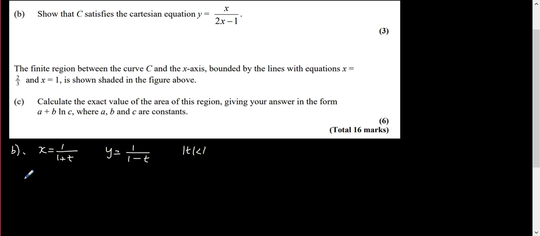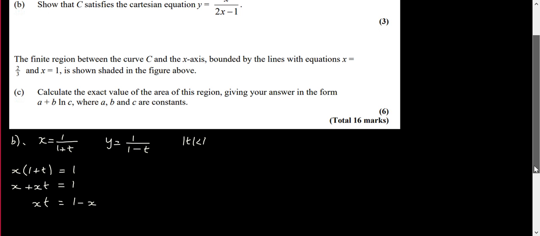So to rearrange the x equation, I'm going to do x multiplied by 1 plus t as 1, multiplying both sides there by 1 plus t. I will expand the bracket, because what I'm trying to do here is get t on its own in terms of x, so I can substitute in here. So xt equals 1 minus x, which means that t equals 1 minus x divided by x. Now I could simplify this a little further, but actually I'm going to substitute it in as I see it. So that means that y equals 1 over 1 minus this fraction, 1 minus x over x.